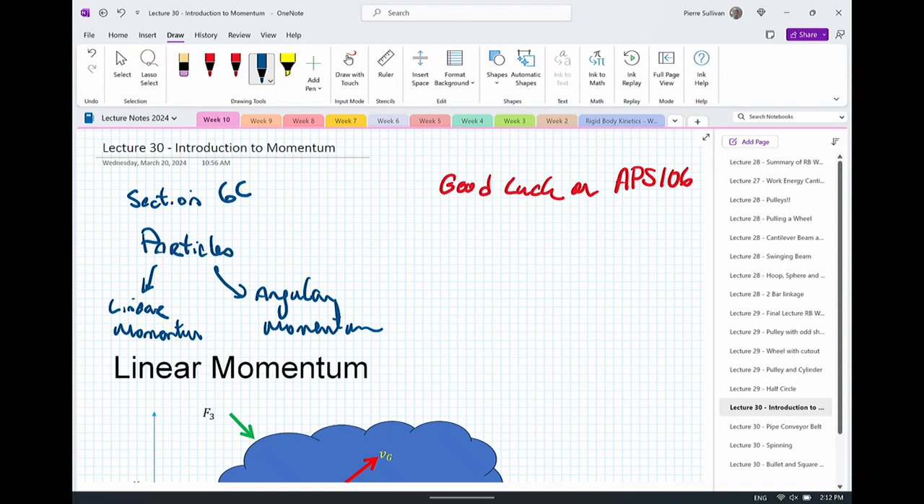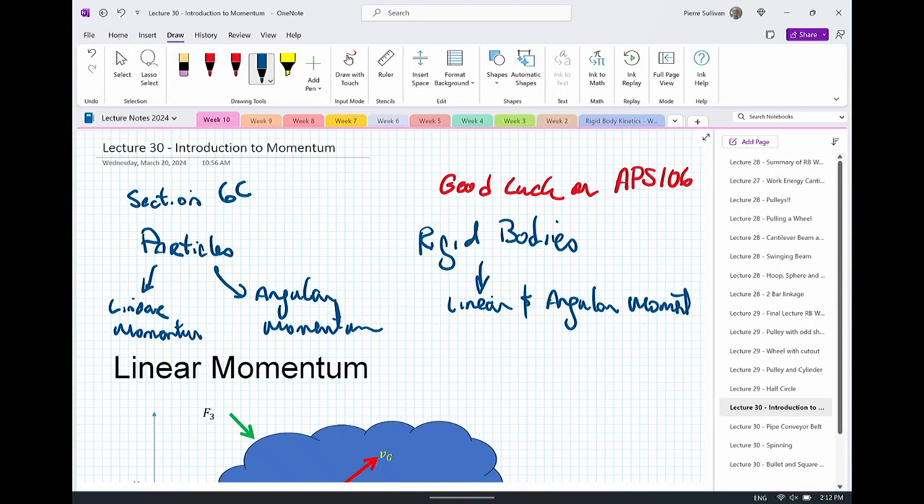Rigid bodies, on the other hand, everything is together. And when I say everything is together, it means that you're sort of solving everything simultaneously, and you'll have a whole bunch of terms that appear and sort of stay the same.